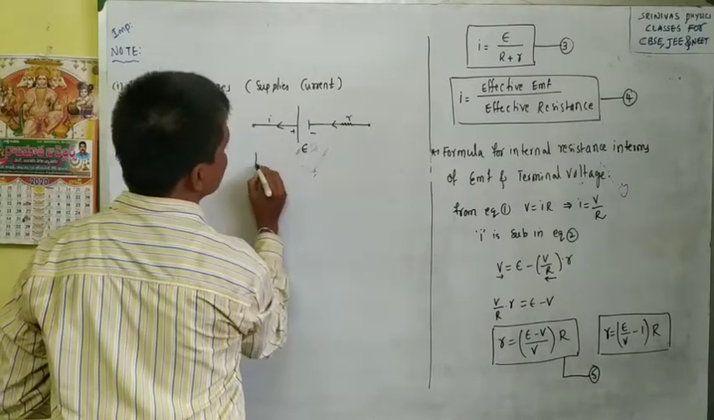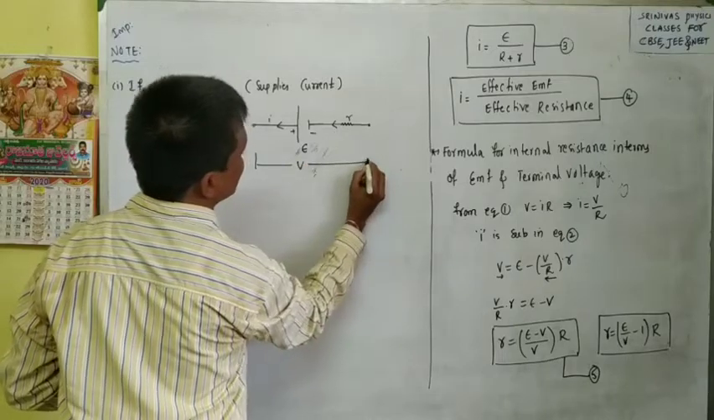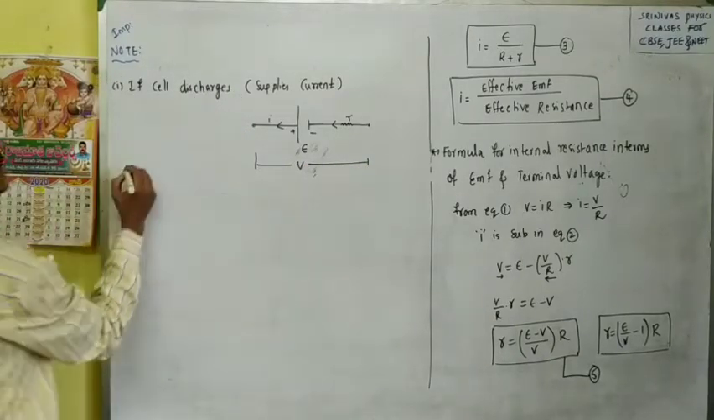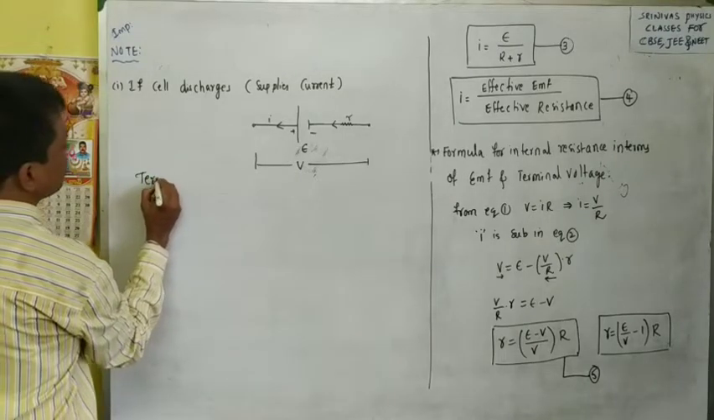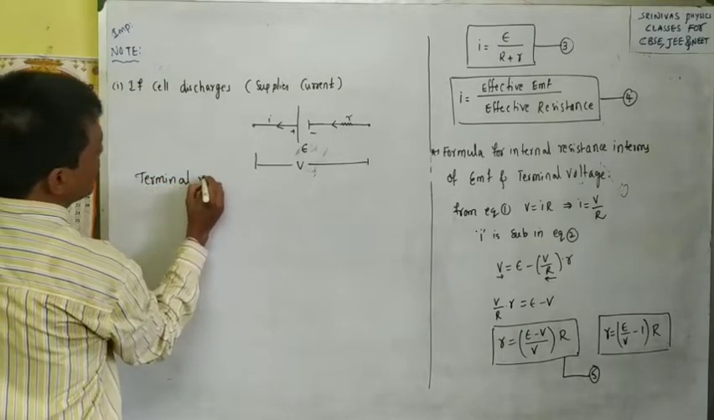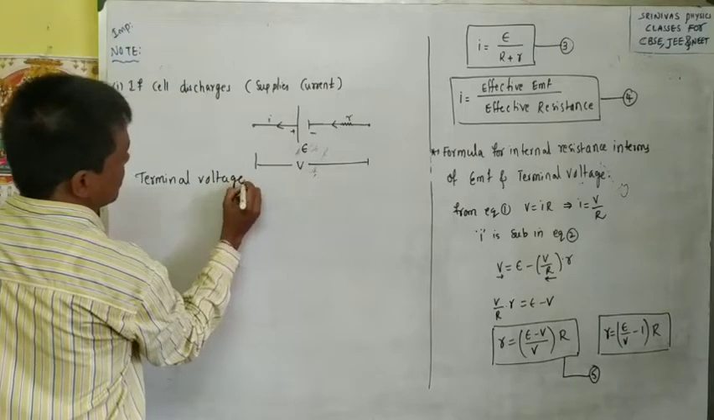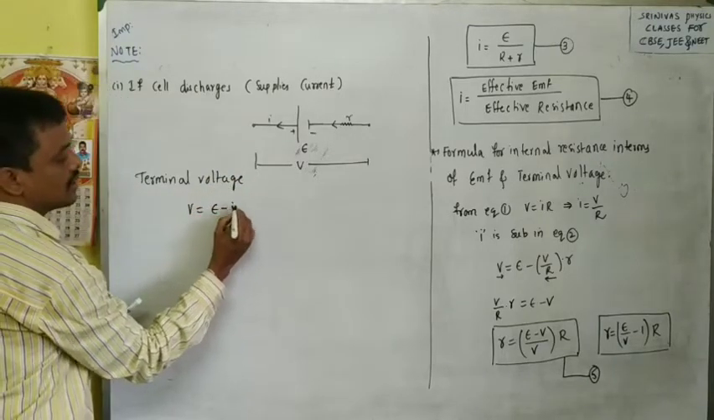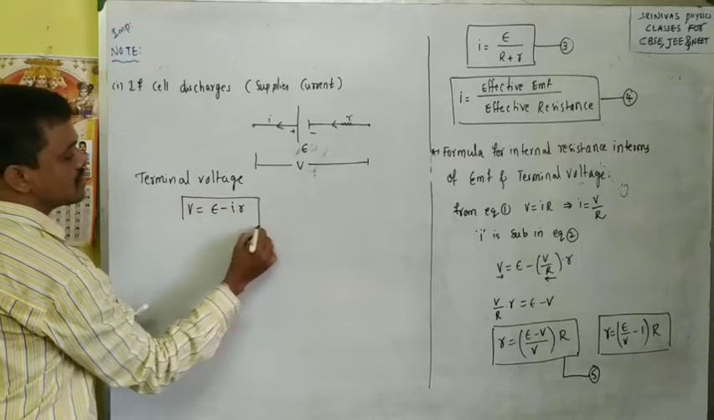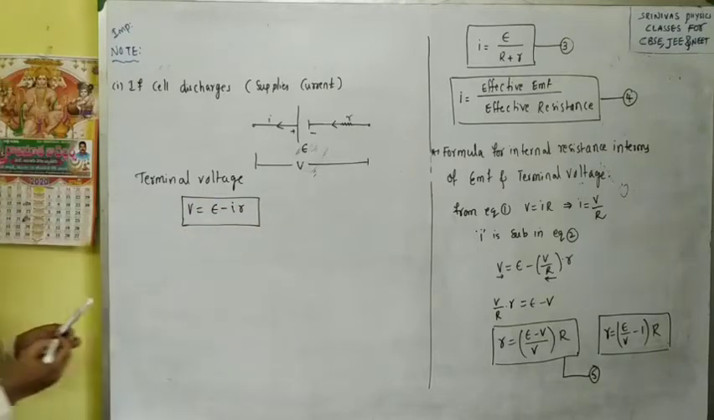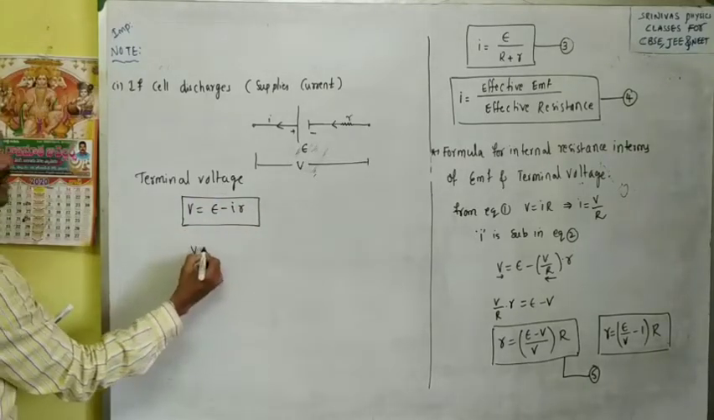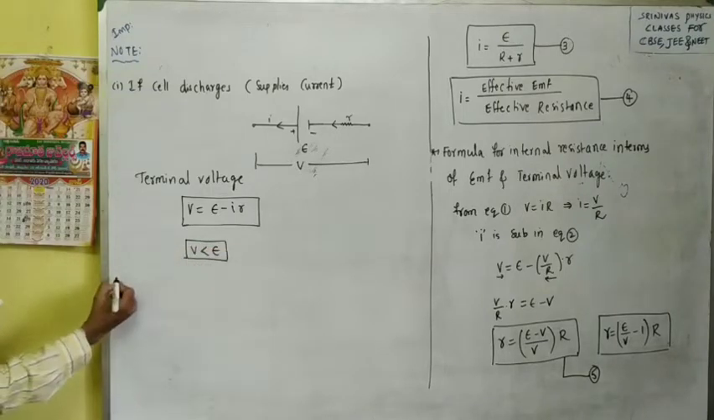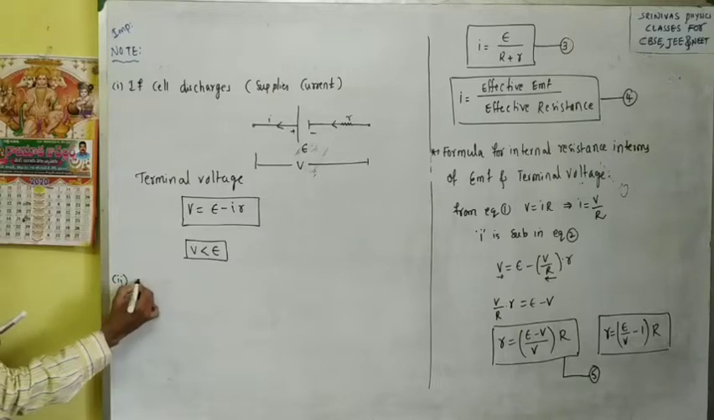If the cell discharges in this moment, what is the terminal voltage? The potential difference across the terminals of the cell. In this case the terminal voltage V can be written as E minus Ir. In this case the terminal voltage is less than the EMF.